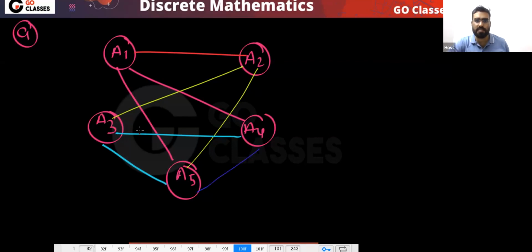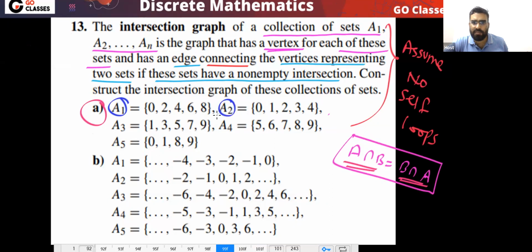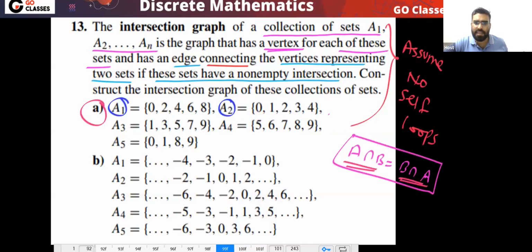So this is the answer. This will be your graph. Is this clear to everyone? In this question, these 5 sets are the vertices, and between two vertices we will have an edge if and only if they are not disjoint. You can notice A1, A2 are not disjoint, so we have an edge. A1, A3 are disjoint, so we don't have any edge. Similarly, you can create it for the rest.